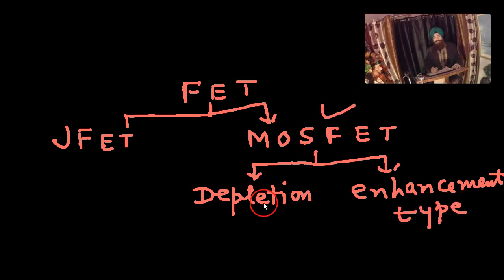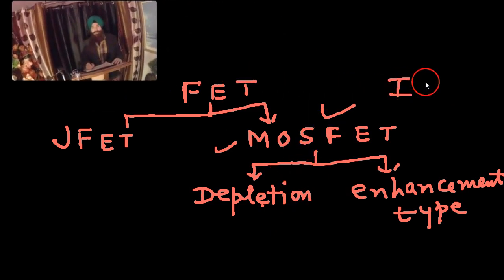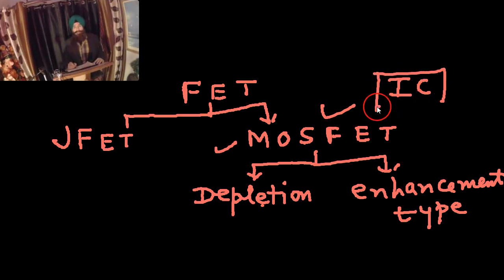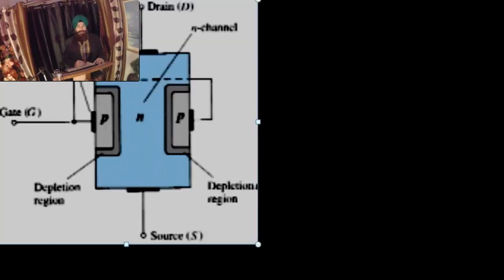MOSFET again into two classes. The MOSFET transistor has become one of the most important devices used in the design and the construction of integrated circuits, ICs. So basically, in IC, the MOSFET is generally used because of its special characteristics.